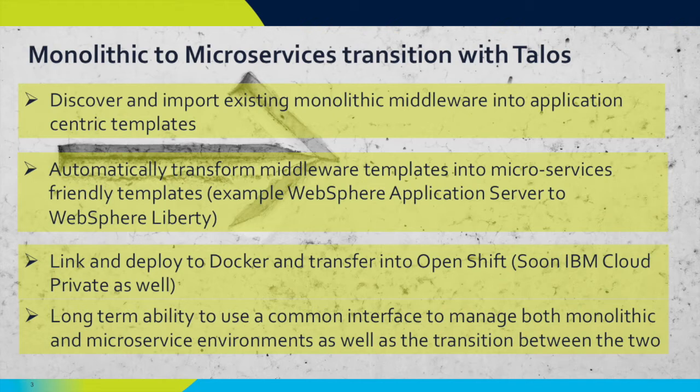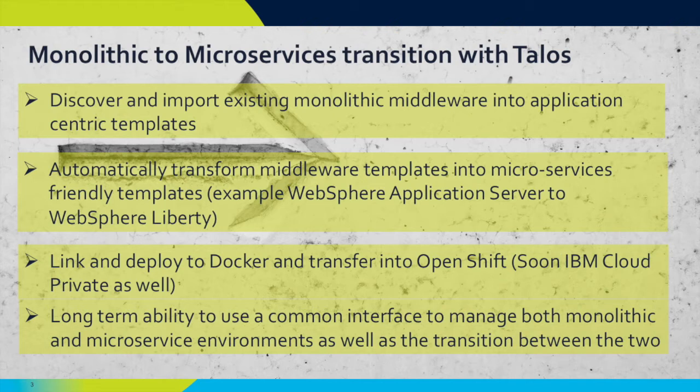We will then take that WebSphere Application Server template and transform it over to a Liberty template automatically within Talos. We will then link and deploy that to Docker. We'll create an image around Liberty, link that template into Liberty, and generate a localized container with this application now running on Liberty, and we'll show that running locally. Finally, we'll then push that image out into OpenShift and run a deployment in OpenShift, so that we can see that same application running out in a PaaS, a cloud platform that is OpenShift.